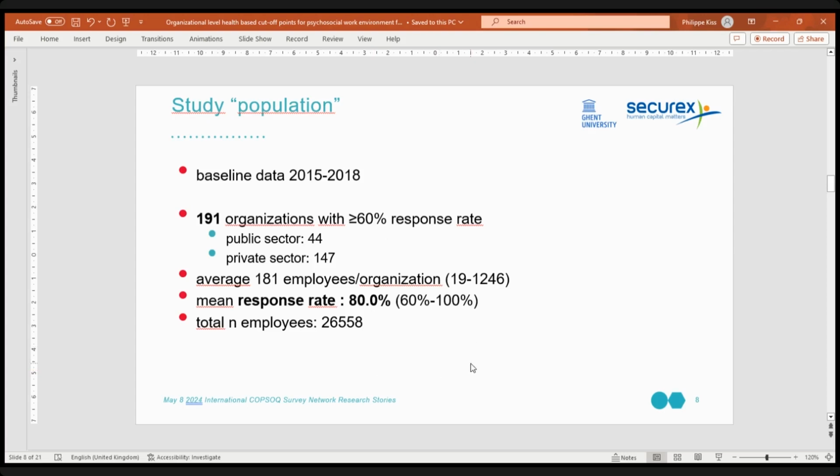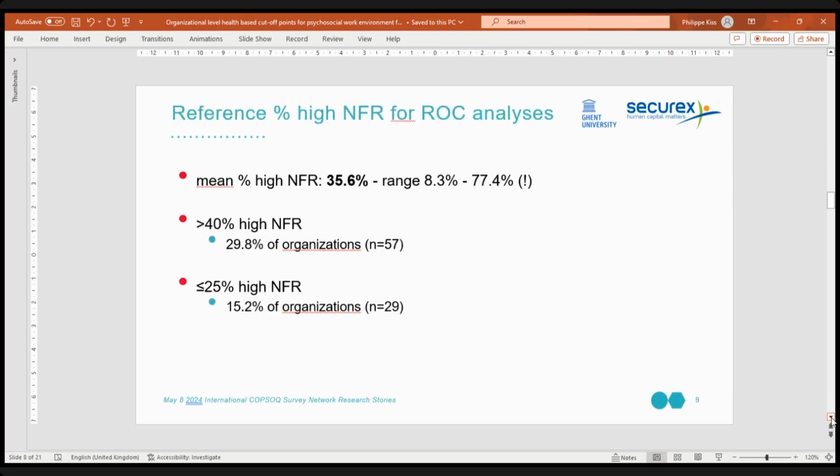In total we covered about 26,000 employees. But I'm not talking about those 26,000 employees. I'm talking only about the 191 organizations. These are our patients. And within those 191 patients, the mean high need for recovery percentage was 35%, with a very large range, 8.3 up to 77.4%. Meaning that in the organization with 77%, more than three quarters of the employees are working on the tips of their toes and are at increased risk to develop burnout if the situation continues.